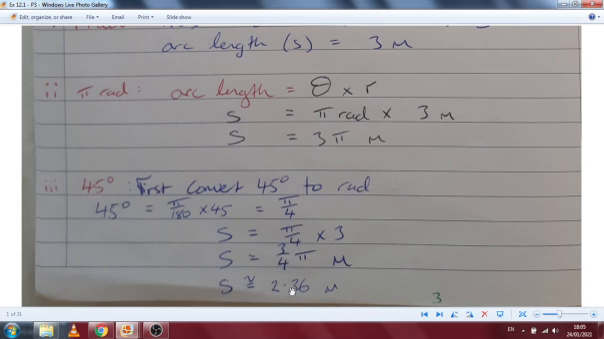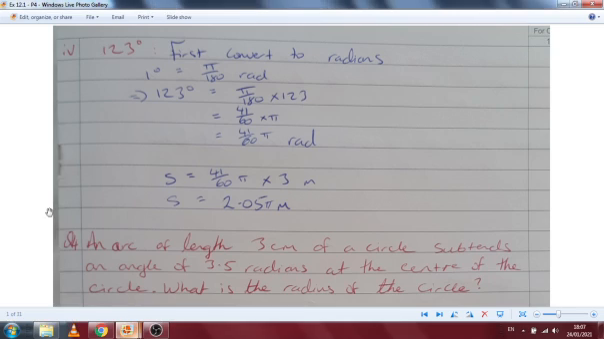Throw it into the calculator and you get 2.36. So there are the calculations. Our final calculation in this section is 120 degrees. So again, rinse and repeat.